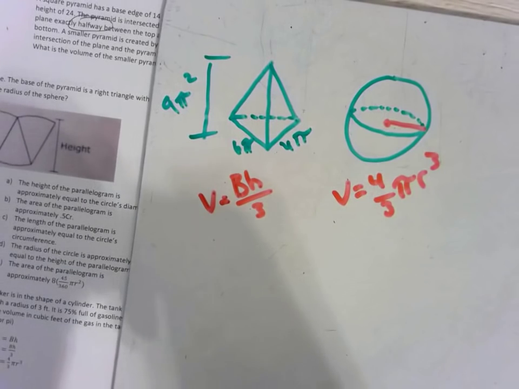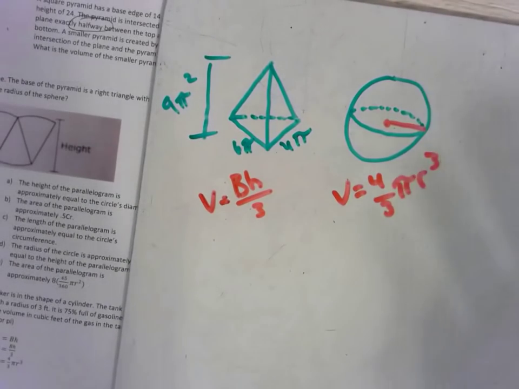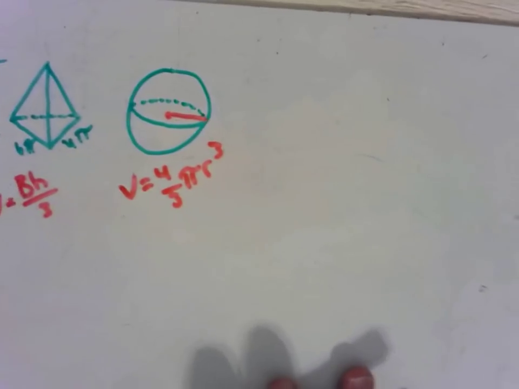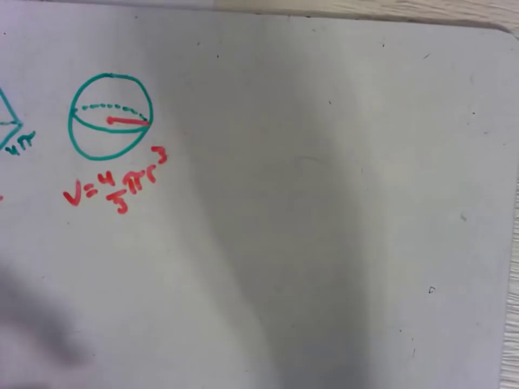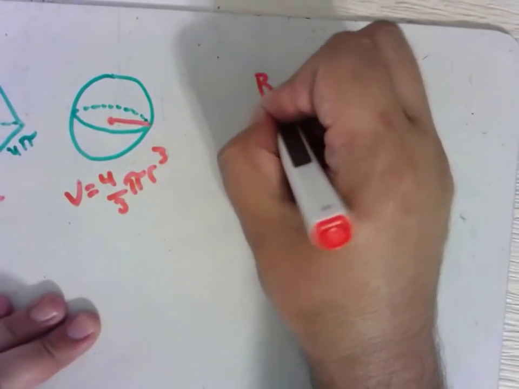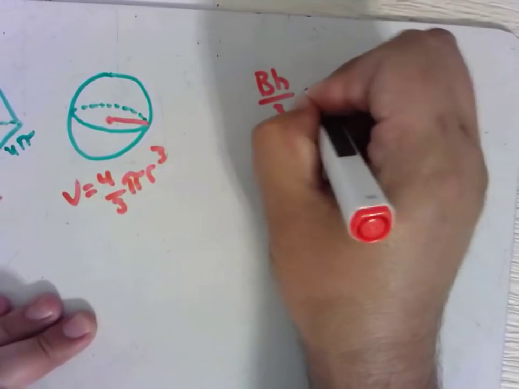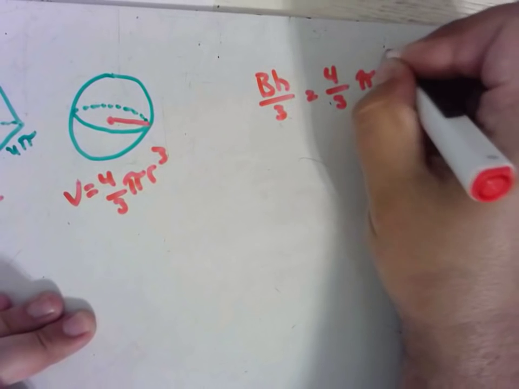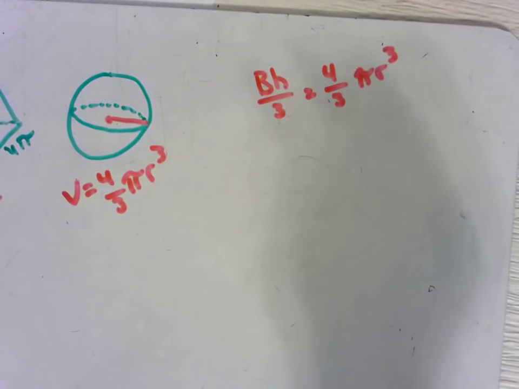Most of you are going to tune this one out because this one actually involves math. Imagine that. On a math test, they're going to ask you to do math. It says the volumes are equal. Set them equal to each other, guys. Base times height divided by 3 equals 4/3 pi r cubed. Make them equal.